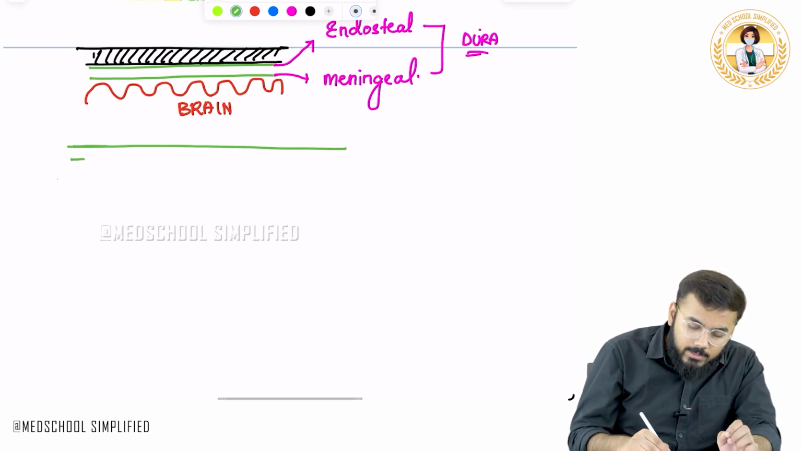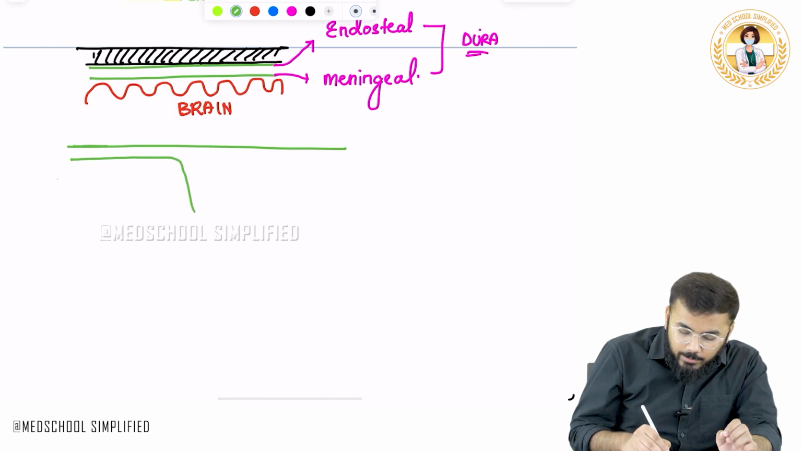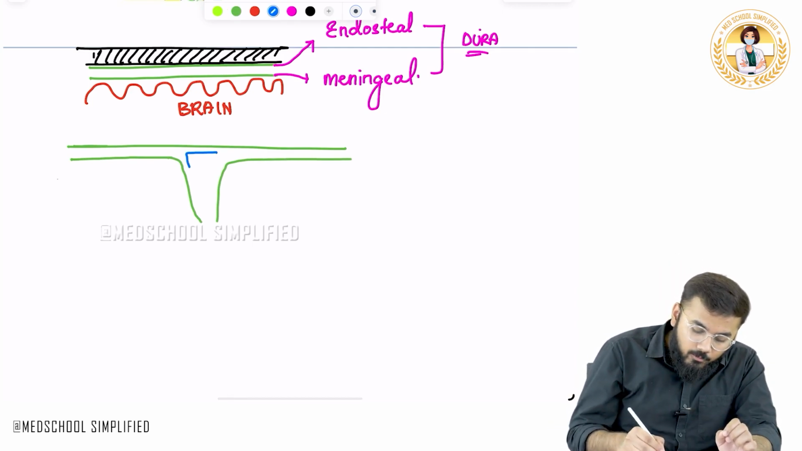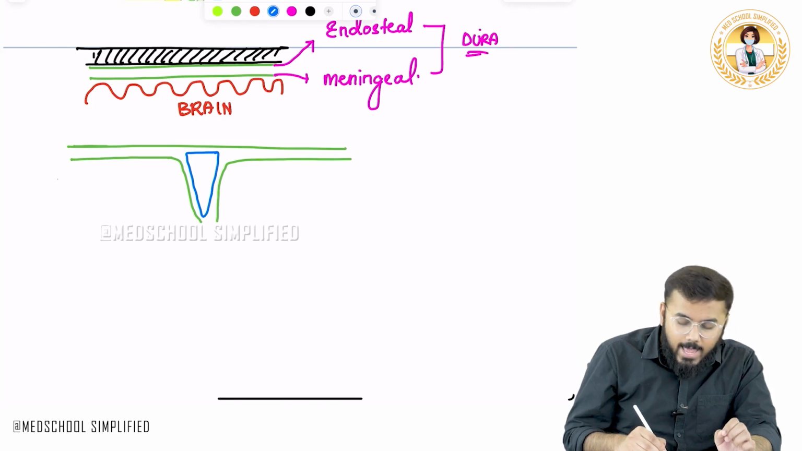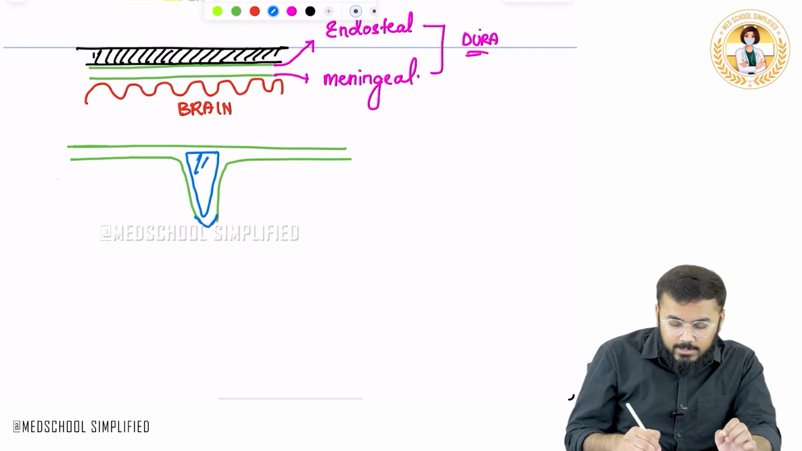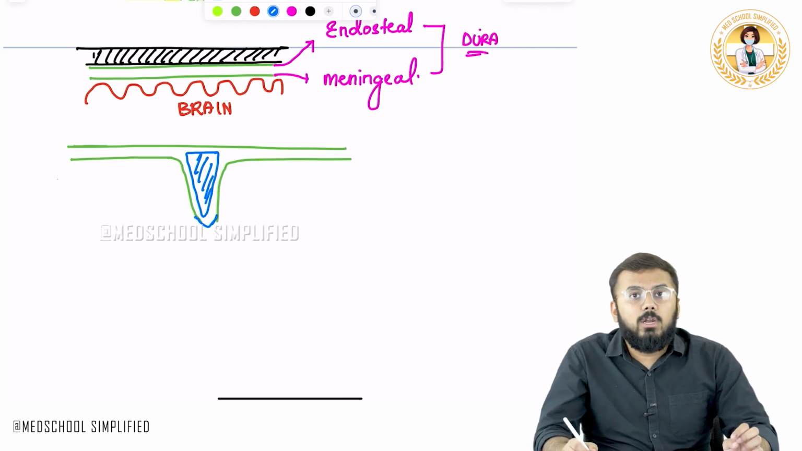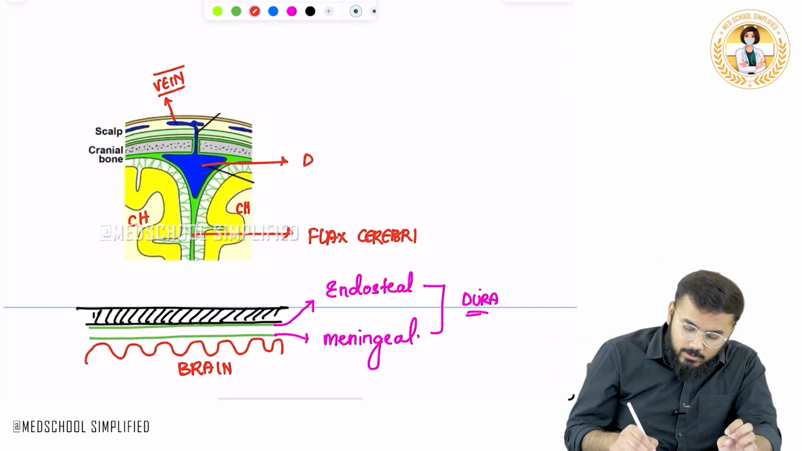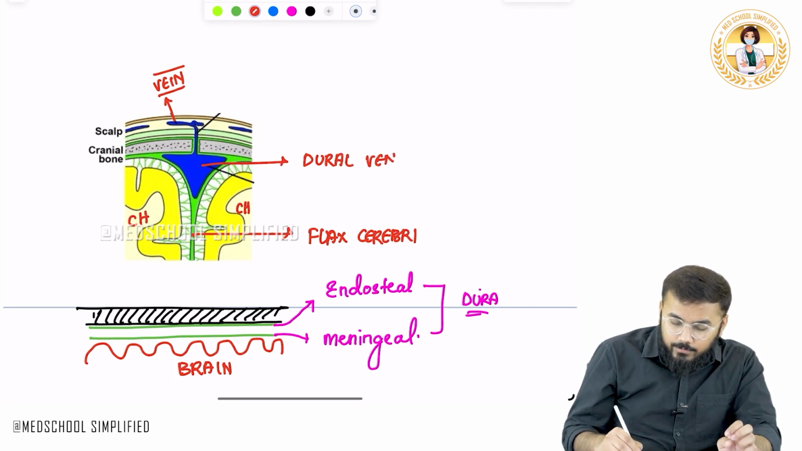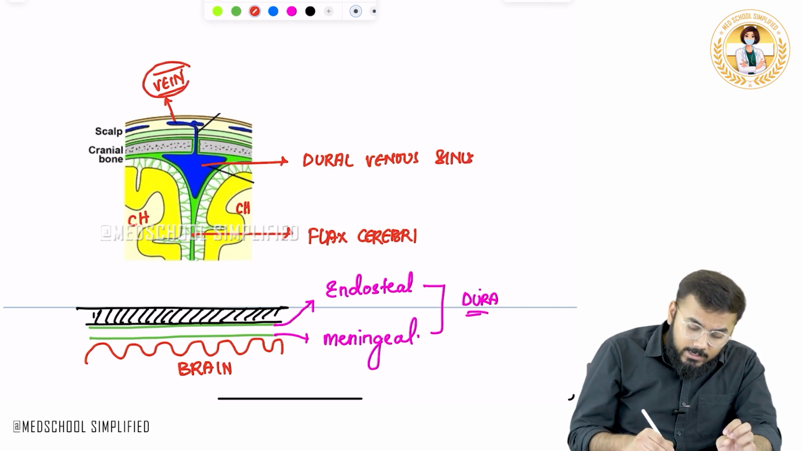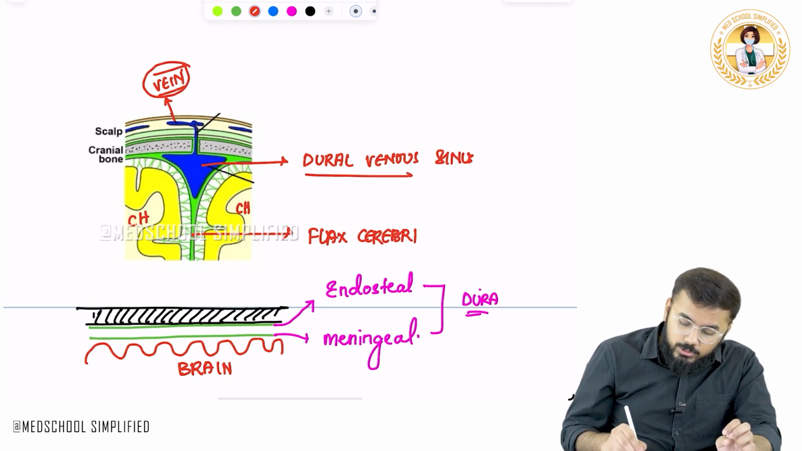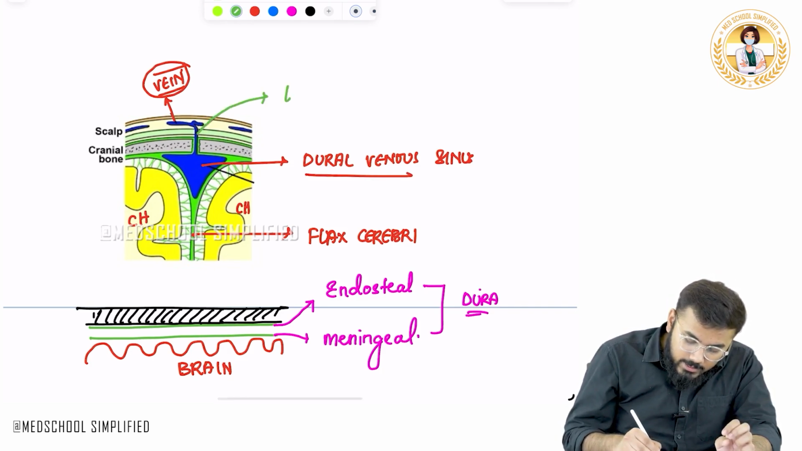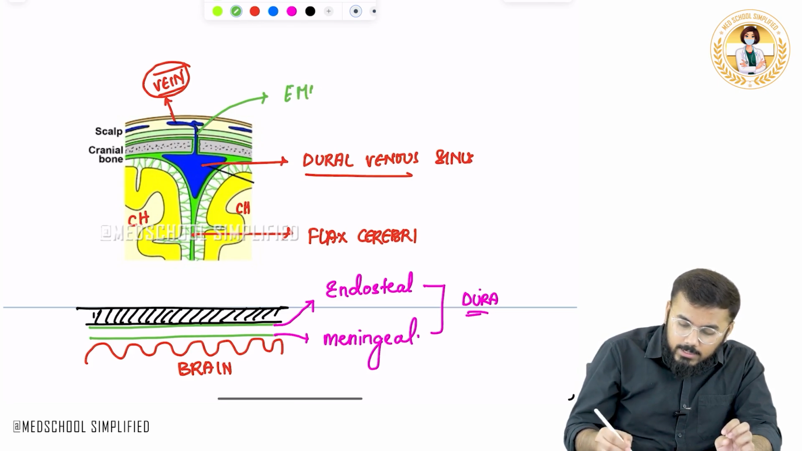Now at some places what will happen is that the meningeal layer separates from the endosteal layer in this way, and again it continues back. So this gap, whatever you can see, where the endosteal layer and the meningeal layer are separated, this gap is nothing but called the dural venous sinus. So if you look here, you see this particular sinus is the dural venous sinus, and connecting the veins which are located externally to this dural venous sinus, you see these small veins connecting like this, right? These veins are called emissary veins.